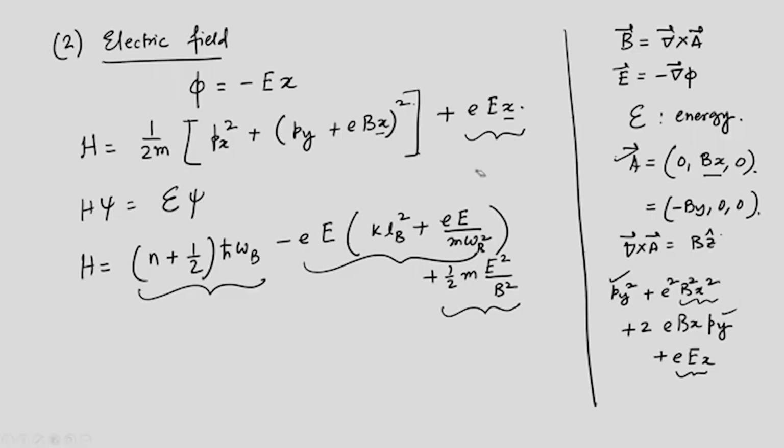We'll see that they are displaced along the x-axis by mE over eB square. Okay, so it depends on both the magnitude of the electric and the magnetic fields. So this gives you something not too difficult.